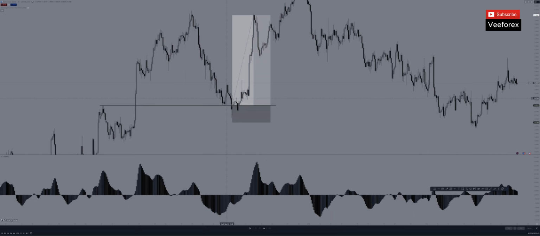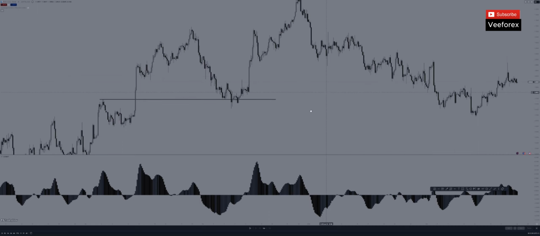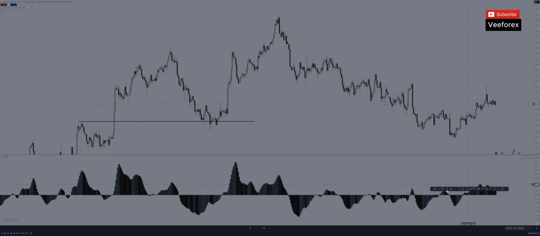So applying divergence on the chart at a support or resistance level gives you a very, very strong edge over the market. Now let's move on. When the market went higher, this is a swing point, right? This is a swing point.